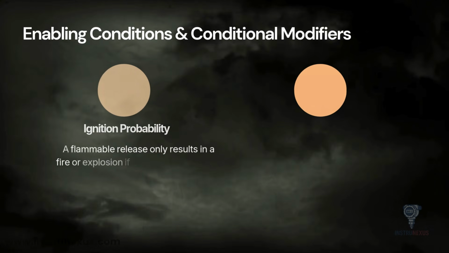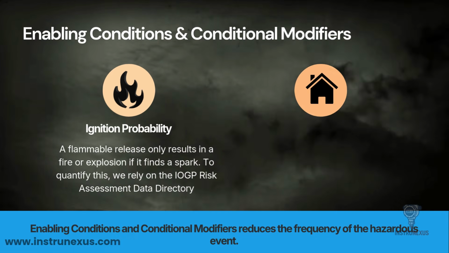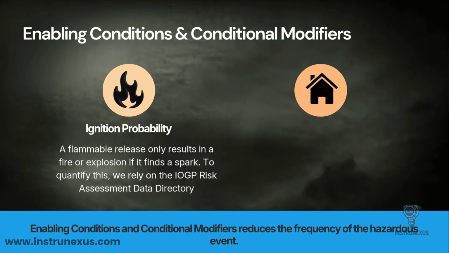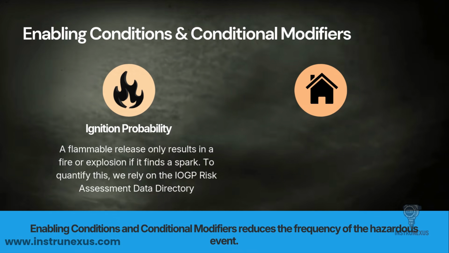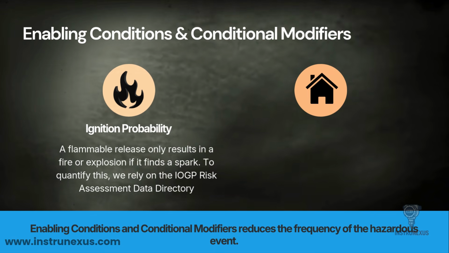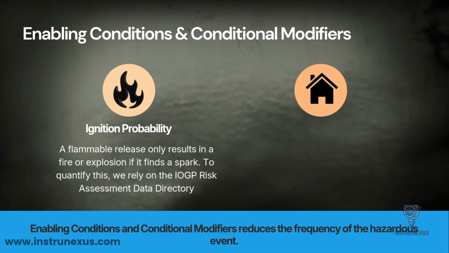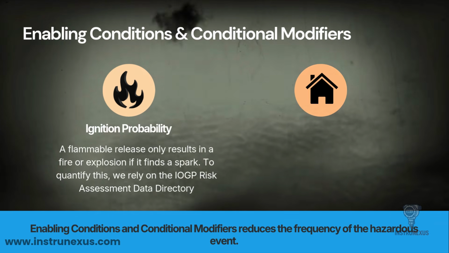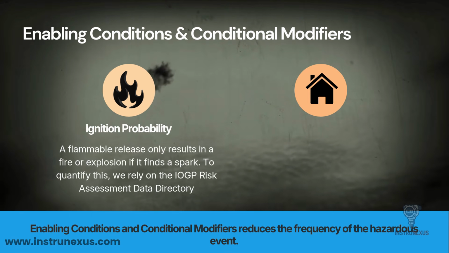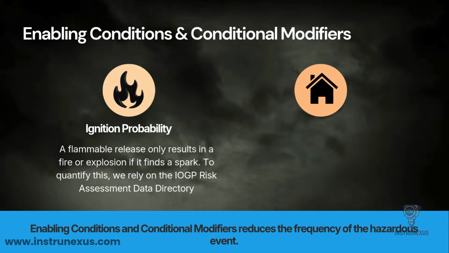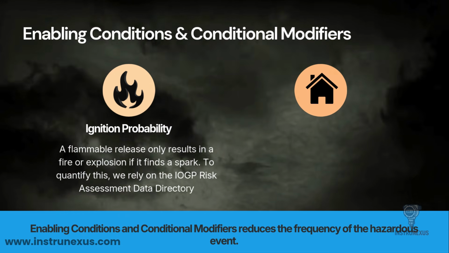Let's look at ignition probability. A flammable release only results in a fire or explosion if it finds a spark. To quantify this, we rely on the IOGP Risk Assessment Data Directory. The IOGP manual provides validated correlations showing that ignition probability increases as the mass flow rate of the release increases. Essentially, the bigger the gas cloud, the higher the chance it burns.